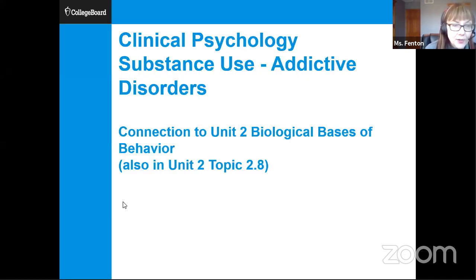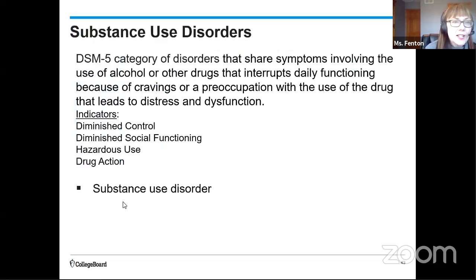Substance use and addictive disorders. These are actually in the CED, they're in the course description for Unit 2. So this is something that's located both here and in another unit. So you're going to want to spend a little bit more time on substance use disorders. So substance use disorders can involve the use of alcohol or other drugs, and it has to disrupt daily functioning, right? And so you have these kind of 4 broad indicator categories.